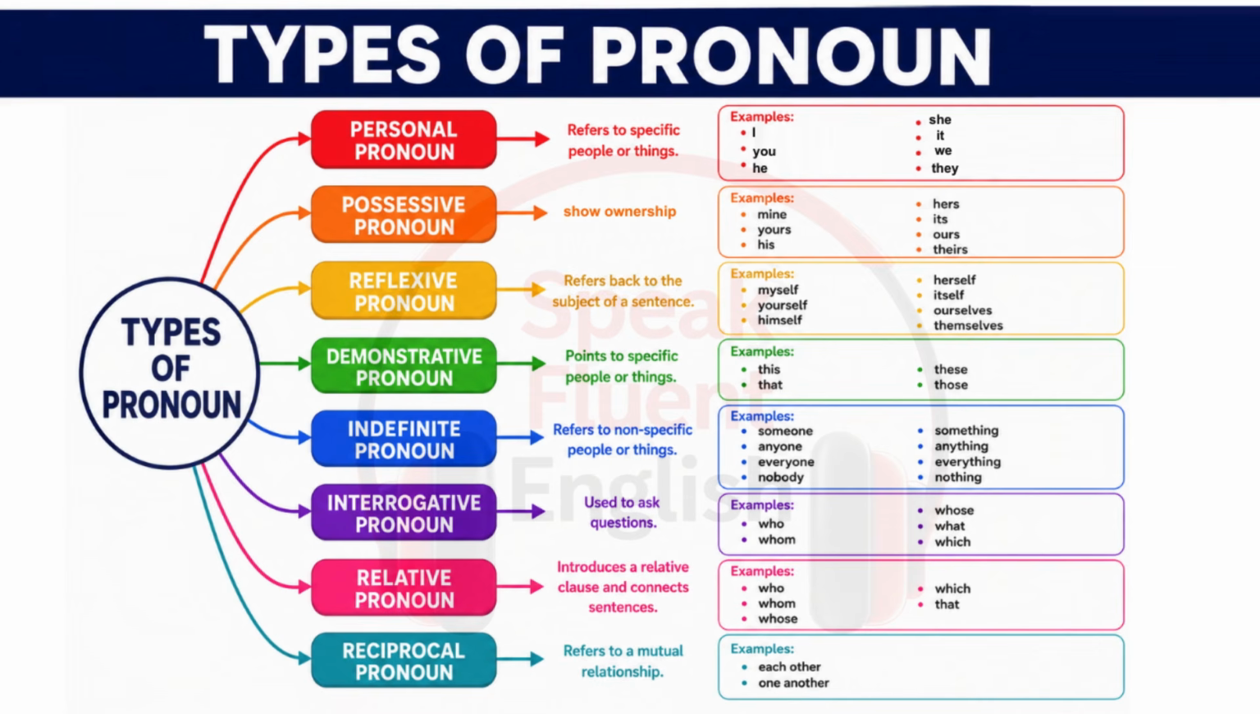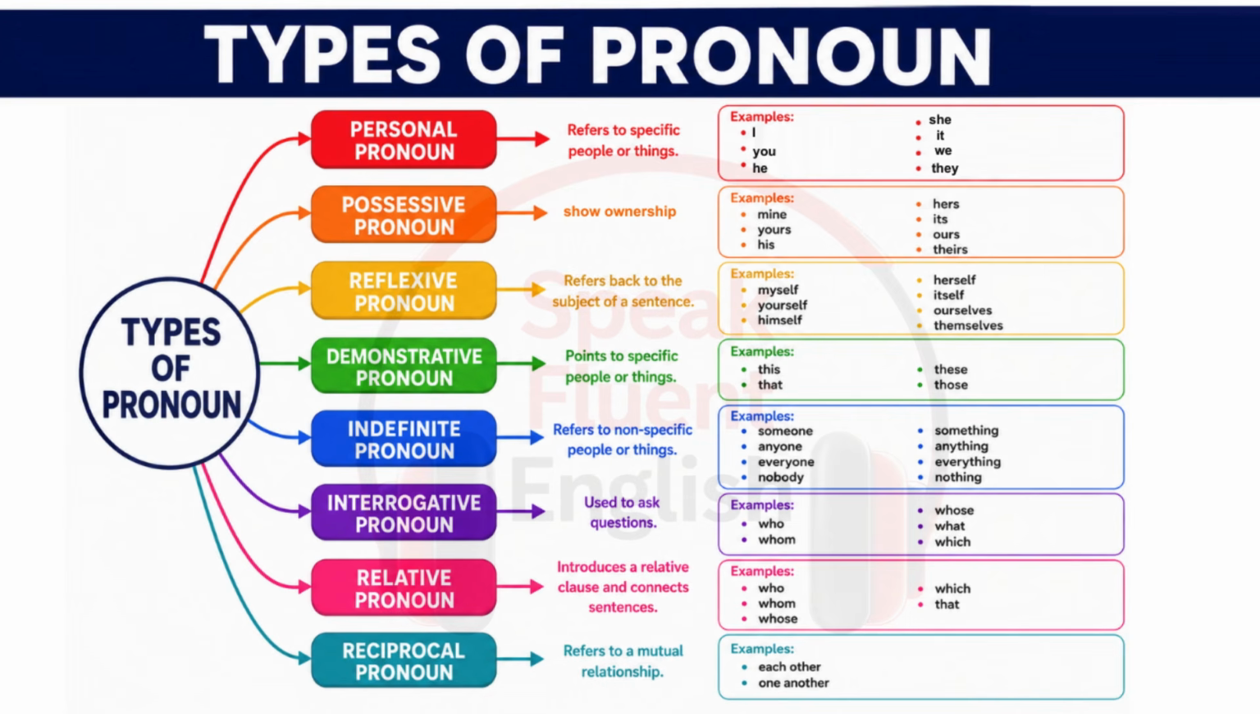These are my new shoes. Those are very beautiful flowers. Now, indefinite pronouns. These refer to non-specific people or things. For example, someone, something, anyone, anything, everyone, everything, nobody, nothing.